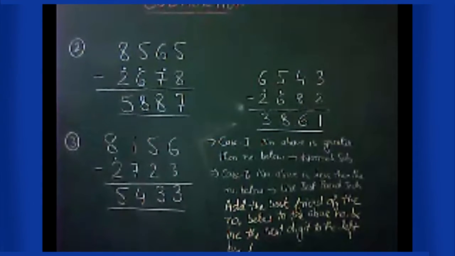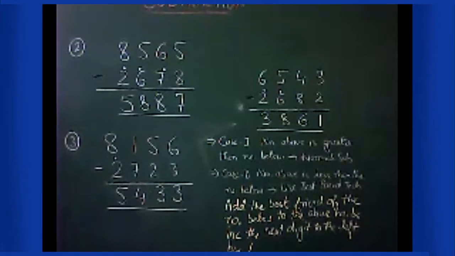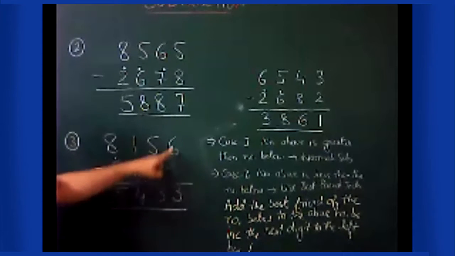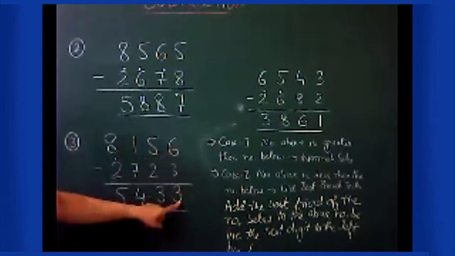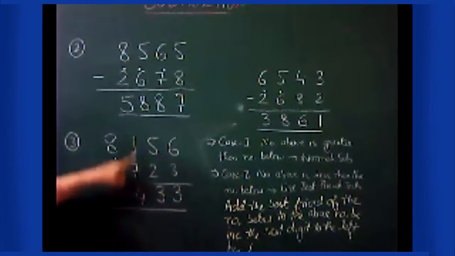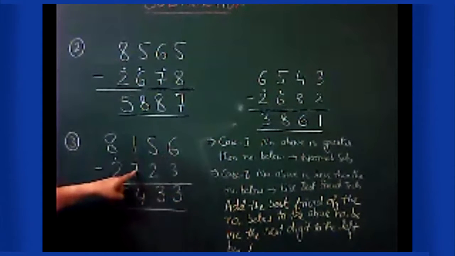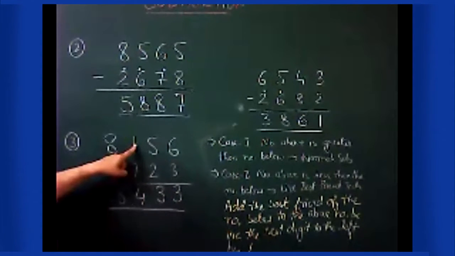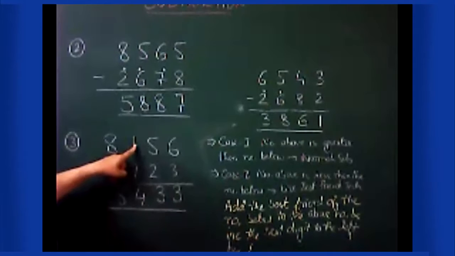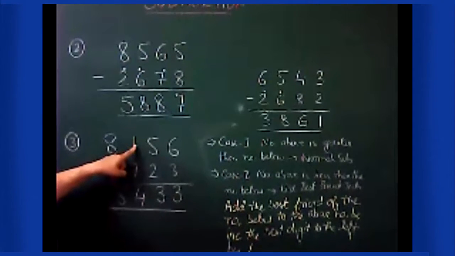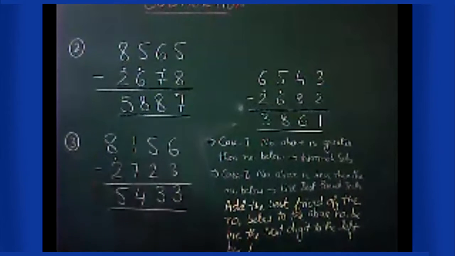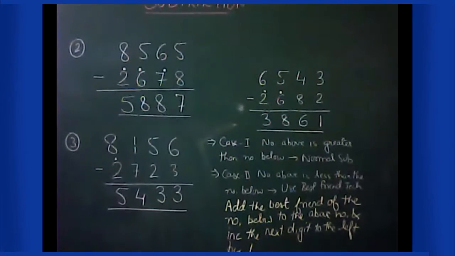This is the rule. I said we have two cases. The first case is when the number written above is greater, you do normal subtraction, and when the number written above is smaller, you take the best friend of this number and add both of them. After that, whenever you take the best friend, you put a dot to the next digit. Now this is clear to everyone.